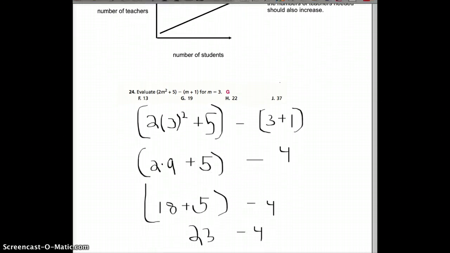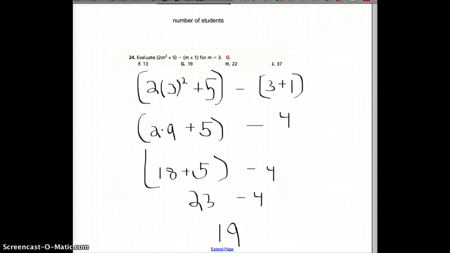Question 24, here we have to evaluate the expression. Remember, we're plugging in 3 for M in this situation. So we have to write 3 for all of the M's, and then you want to follow your order of operations. So we want to compute parentheses first. We're going to work inside both of the parentheses, and we have to follow order of operations inside the parentheses as well.